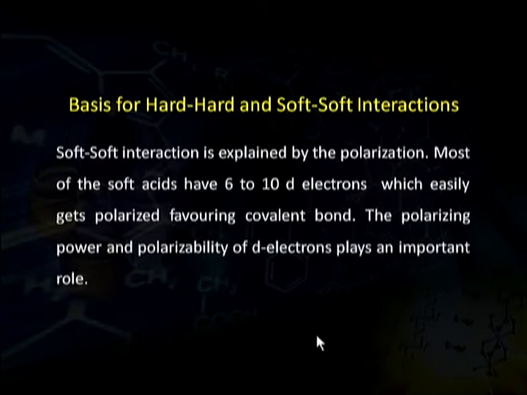Therefore, the smaller the ion, the lesser the internuclear distance and the greater the attraction between the two ions. The compound would be highly stable. If we look at the soft-soft interaction, it is explained by polarization. Most soft acids have 6 to 10 d electrons in their outermost shell, which easily get polarized, favoring a covalent bond. The polarizing power and polarizability of d electrons play an important role.